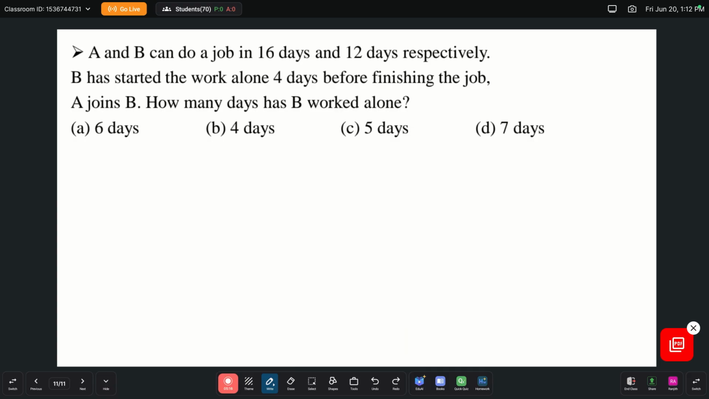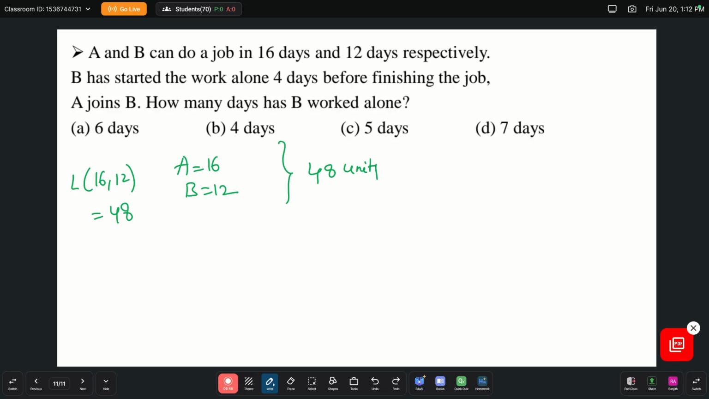A and B can do the job in 16 days and 12 days respectively. A equals 16 days, B equals 12 days. B started the work alone 4 days before finishing the job, then A joins B. How many days has B worked alone? So, the LCM of 16 and 12. What is the LCM of 16 and 12? It is 48. So the total work will be equal to 48 units.